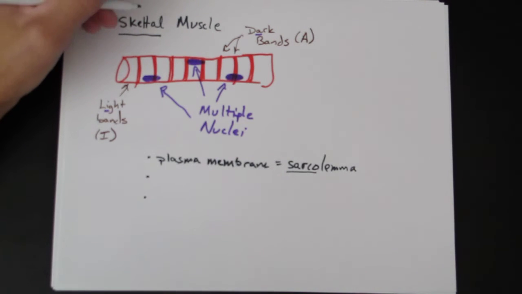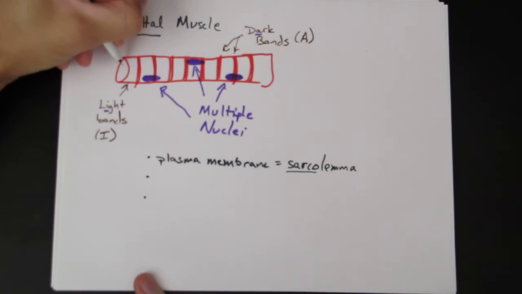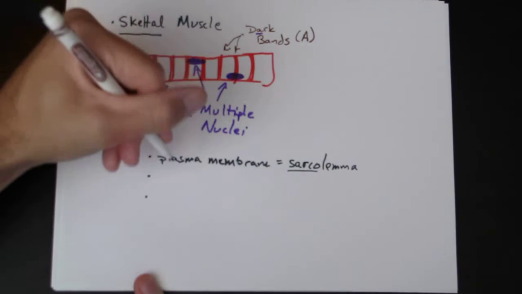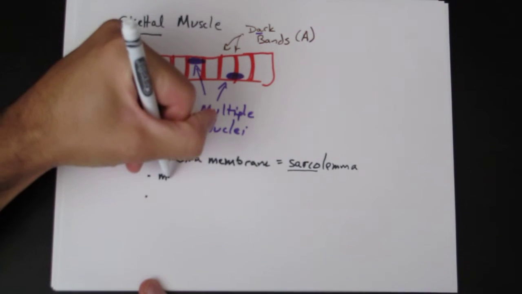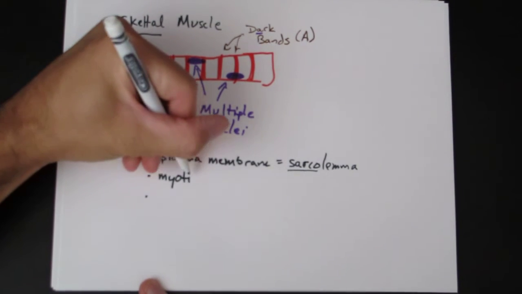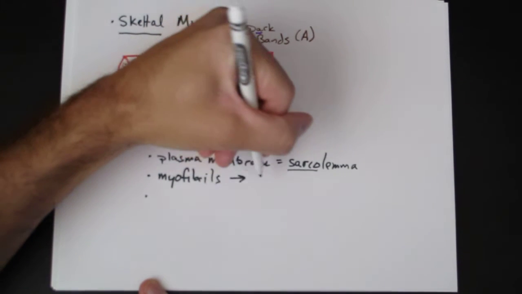The other thing that we see when we look inside of these muscle cells is a number of organelles that are also long cylindrical organelles called myofibrils. So we have these myofibrils. These are contractile organelles.